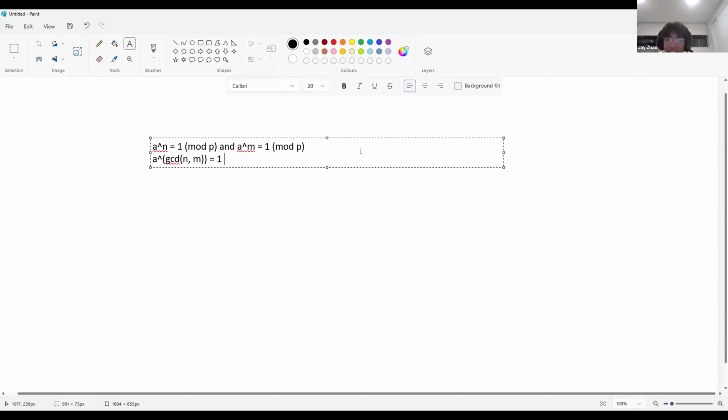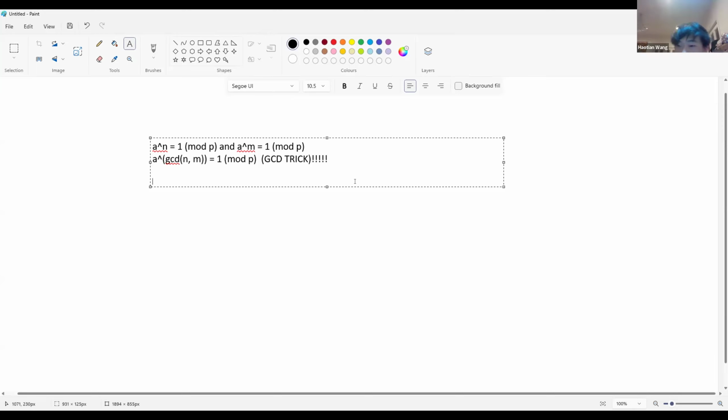Fun fact, some people call this the GCD trick. So that's pretty cool. If you wanted to use this, you could just say by the GCD trick. Or you could also not say that because I think most people know it.